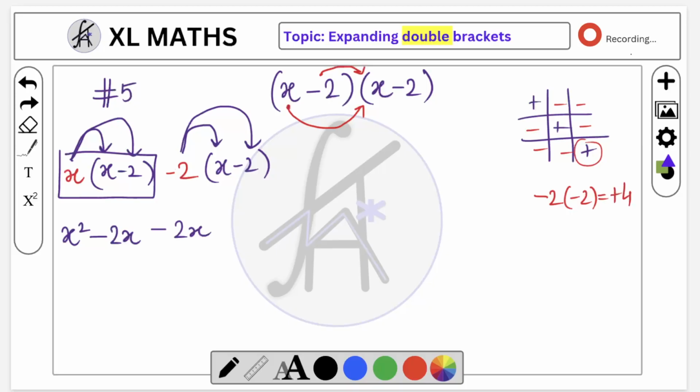So let's write it in here. Now, it's not really solved yet. x squared minus 2x minus 2x, that would be minus 4x plus 4. That's what our final answer is.